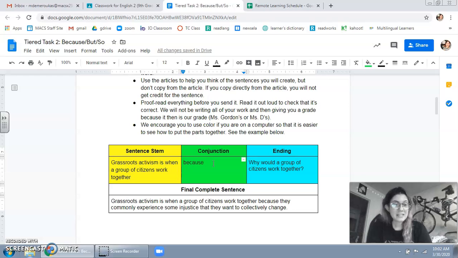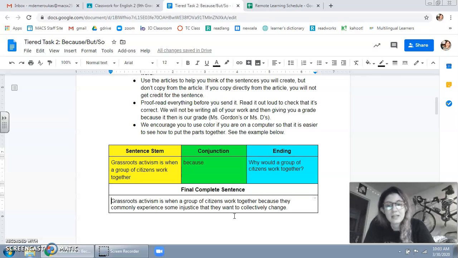The question that's going to help me answer and complete the sentence is, well, why would a group of citizens work together, right? If I'm saying that there's this group of people who work together, and I have to use because, well, then I need to think of, well, why would people do that? And this is the final sentence I have. Grassroots activism is when a group of citizens work together because they commonly experience some injustice that they want to collectively change.